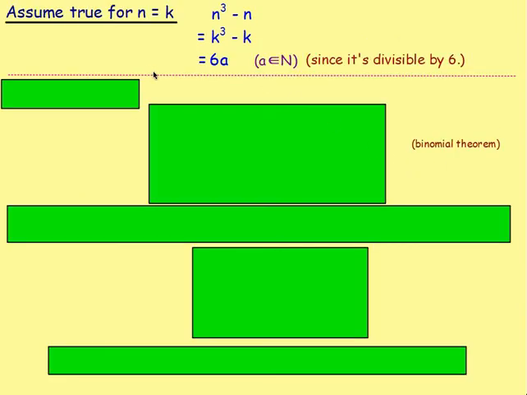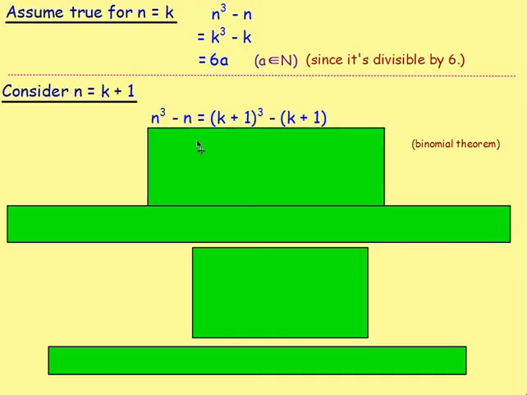After that, well, that again above the pink line is just what we had on the last page. We assume that it's true for n equals k. After we assume it's true, we then have to consider n equals k plus 1. So what we do after that then, n cubed take away n will become k plus 1 cubed take away k plus 1. So replacing the n with k plus 1. To work that out, what do we do? Well, just multiply out the brackets.